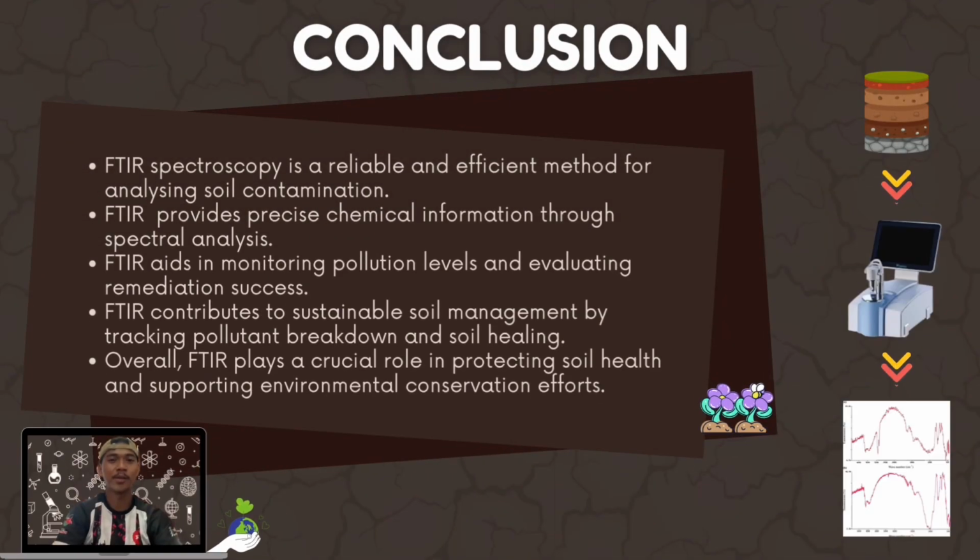FTIR allows measurement of the chemical composition of soil by detailed spectral fingerprint and thus allows direct comparison before and after remediation. It has advantages because of its high resolution, small sample size, and short analysis time, which make it useful for environmental monitoring, forensic research, and pollution prevention. FTIR also helps in determining the degradation of pollutants and healing of the soil, which adds to sustainable soil management and protection of the environment.